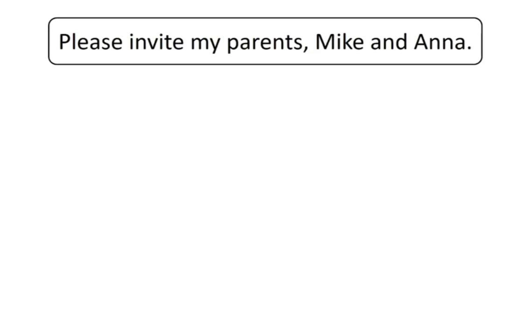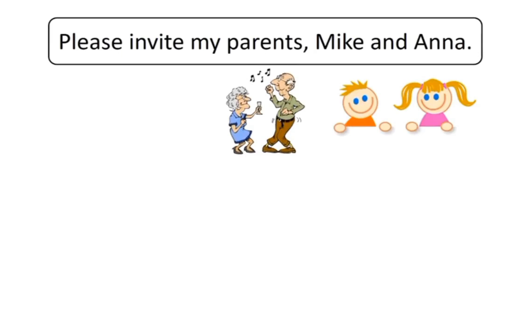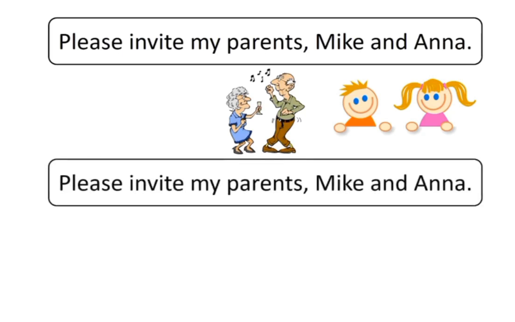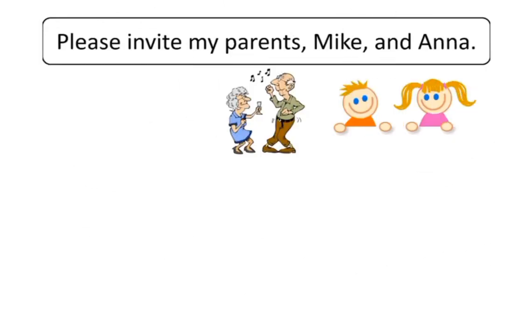For example, please invite my parents, Mike and Anna. This sentence could mean that I want you to invite 4 people: my parents and Mike and Anna. Or it could mean my parents whose names are Mike and Anna. And in this case, I only want you to invite 2 people. To avoid this confusion, some people prefer to add this comma. That way, it is clear that we are talking about 4 people, not 2.